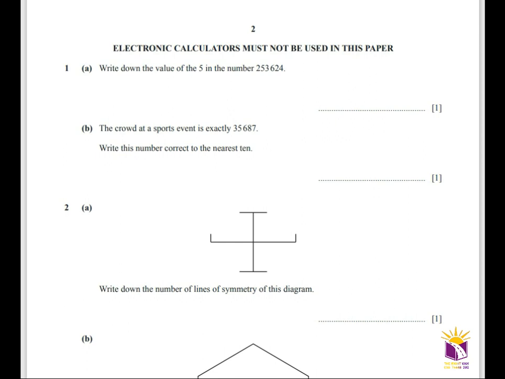253624. 4 is used as units, 2 tens, 6 hundreds, 3 thousands and 5 ten thousands. So our answer will be 50,000. In this particular question, 50,000 is the value of the number 5 in 253624.